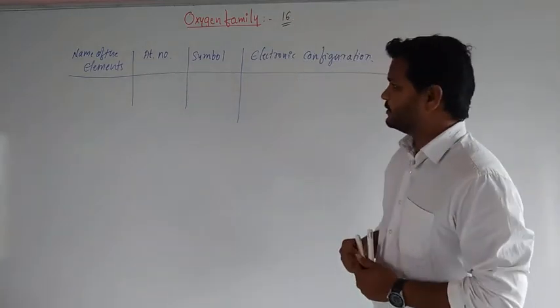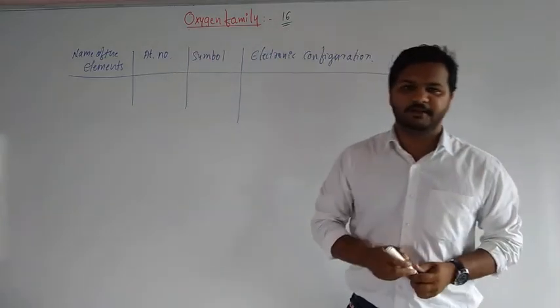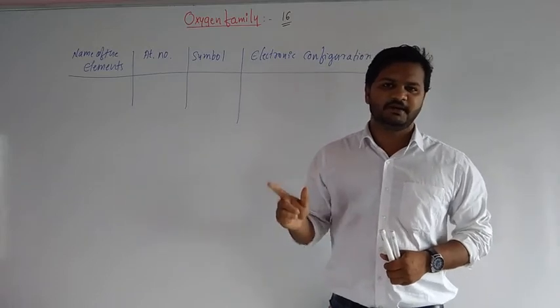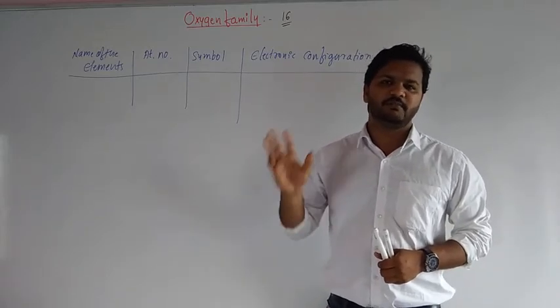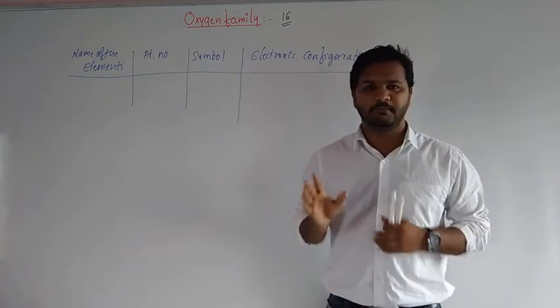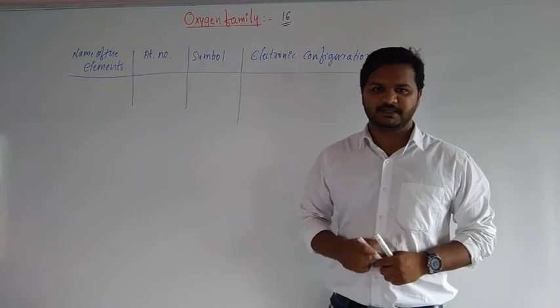Okay, so first one, name of the elements of group 16, nothing but the oxygen family. Here the members are oxygen, sulfur, selenium, tellurium and polonium. So these are the oxygen family members, or you can say group 16 family members.